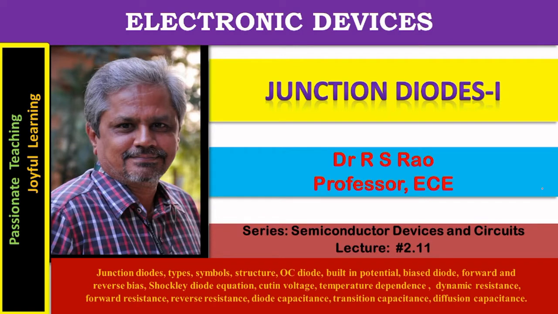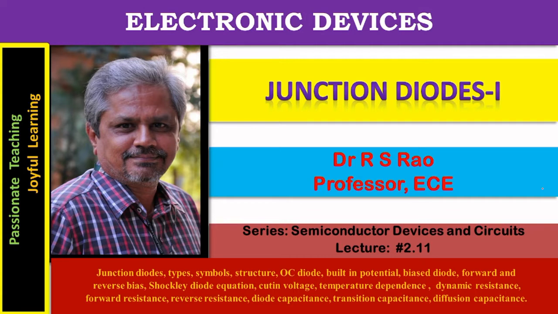Electronic Devices, Junction Diodes Part 1, Series on Semiconductor Devices and Circuits, Lecture number 2.11. Diodes are two-terminal devices. One terminal is called anode, another terminal is called cathode.